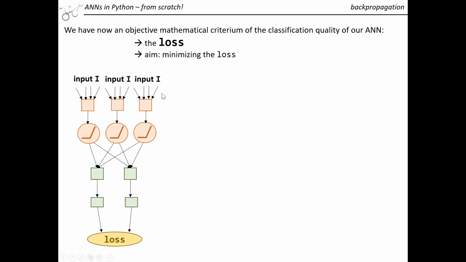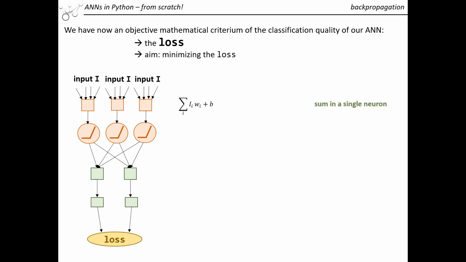So we have the input that we feed into the input layer, then we pass the information on to the activation layer, then there's another layer, and then at the end we will calculate probabilities in the softmax layer, and from these probabilities we will calculate the loss function.